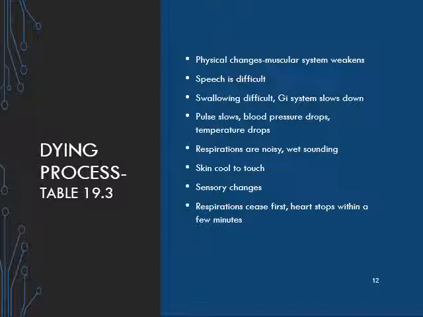So the physical signs that you see are their muscular system weakens. Now, if you want to know where I am after that long discussion, page 325 starts with physical changes. So the muscular system weakens gradually. Speech becomes difficult. Swallowing is difficult. The GI system slows down. Peristalsis slows down. Pulse slows. Blood pressure drops. Even their temperature drops. They're cooler to the touch.